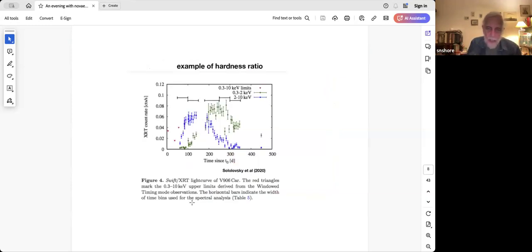Just one last indication in Nova V906 Carina, which was one of the brightest in gammas. This just shows that you get the hardness ratio changing over time. No big deal.